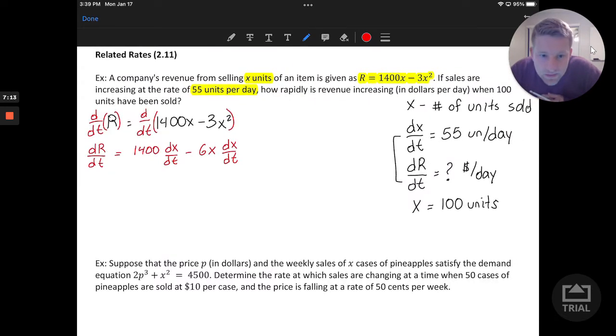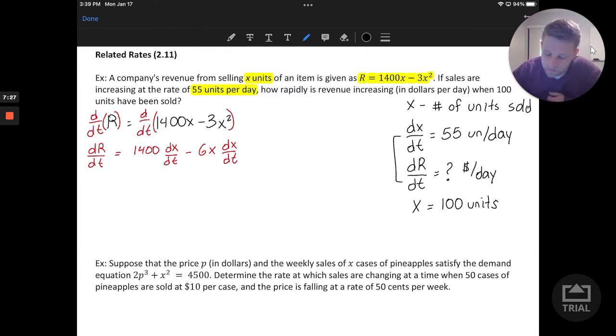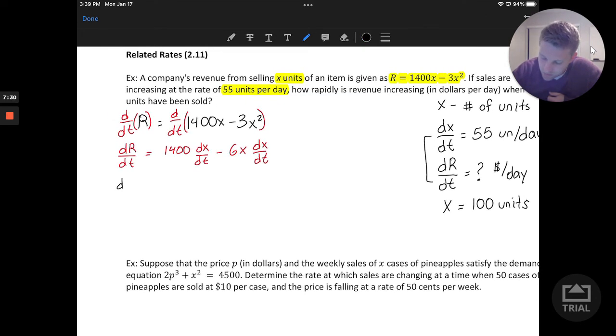We know what dx/dt is. That's 55 units per day. And we know x, the number of units produced or being sold here, is fixed at 100. So what we can do is evaluate this expression, dr/dt, at those two components. So we'll have 1400 dx/dt, again, we know on the right side here is 55 units per day. Minus 6 times x, that's 100 units, and then times the 55 units per day.